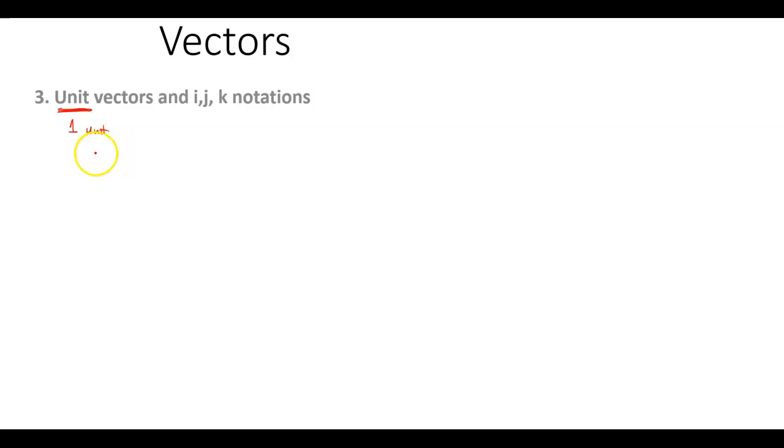So 1 unit. That is a vector of size 1. Right, a vector of size 1. It has only one unit. Now, how does the unit vector and then the i, j, k notation come in over here?